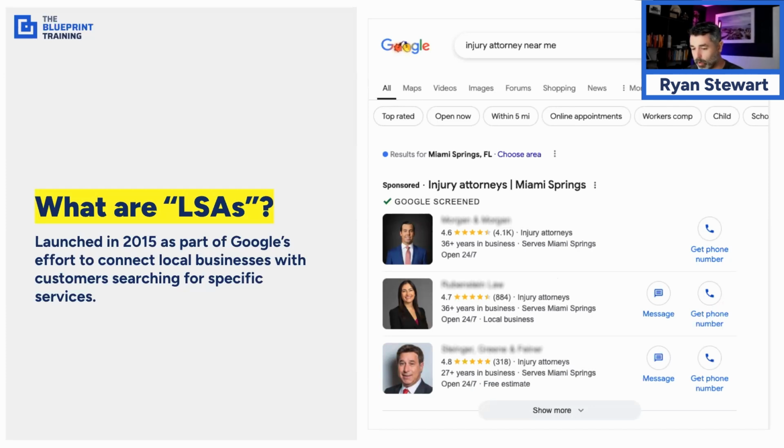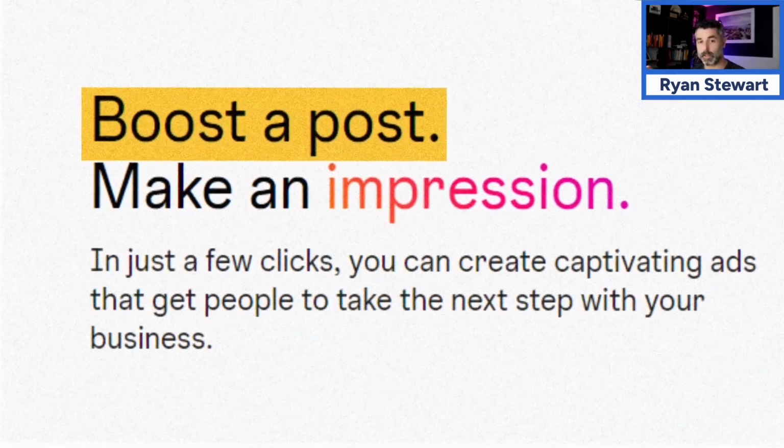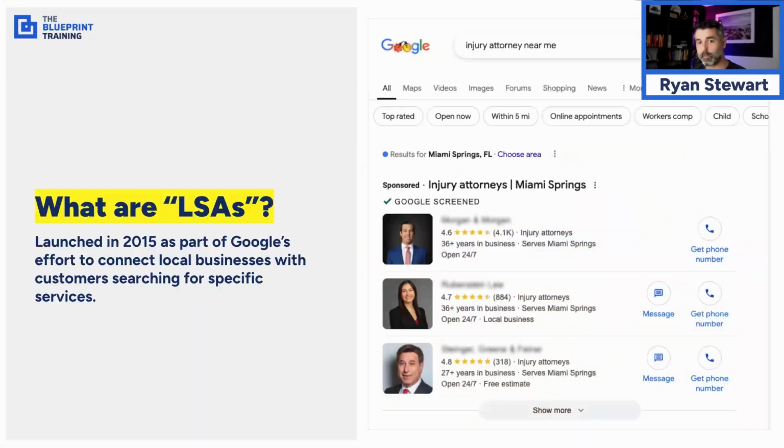Now, I also have some deeper thoughts on this, just based on my experience doing this. I look at LSAs as similar to how Instagram launched the boost post from the Instagram app, right? All of these platforms make all their money off of advertising dollars.